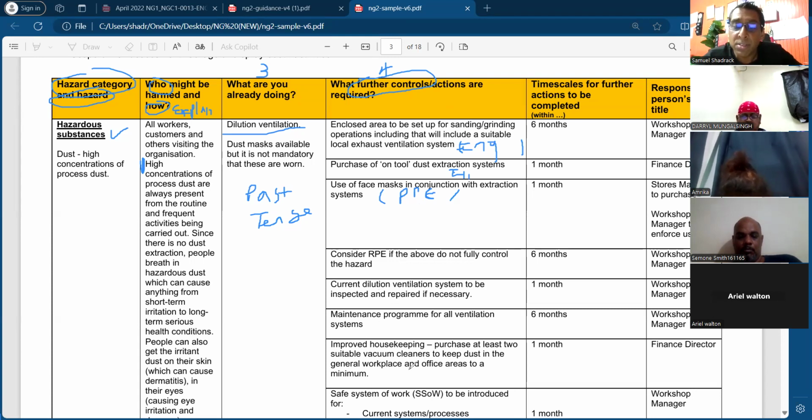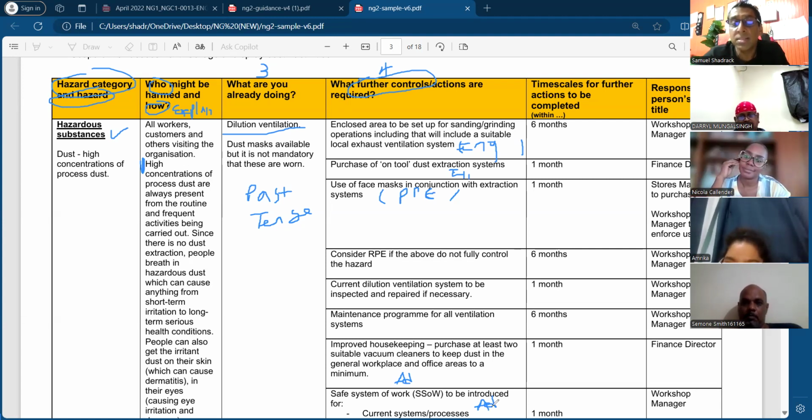Things like this, improve housekeeping, that's called administrative control, right? So safe system of work is also administrative control, right? So did you all get where to get the further controls from? So let me ask, where do you get the further controls from? I'll give you 3 answers to that. Further controls are from where? From yourself, Google, and your second textbook.